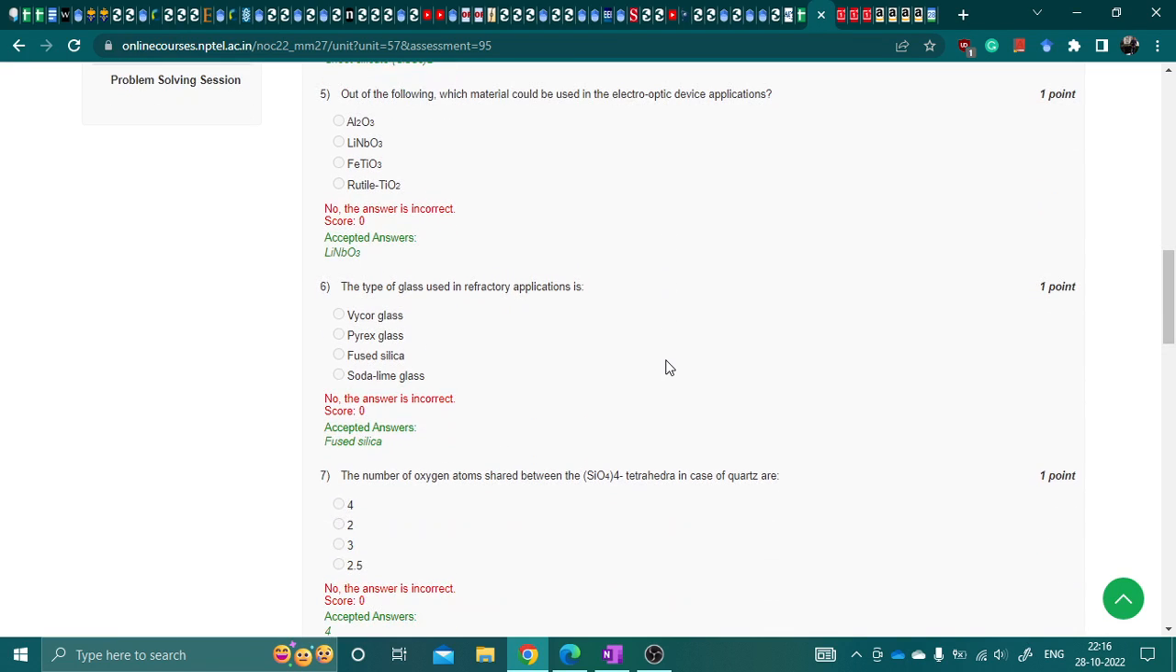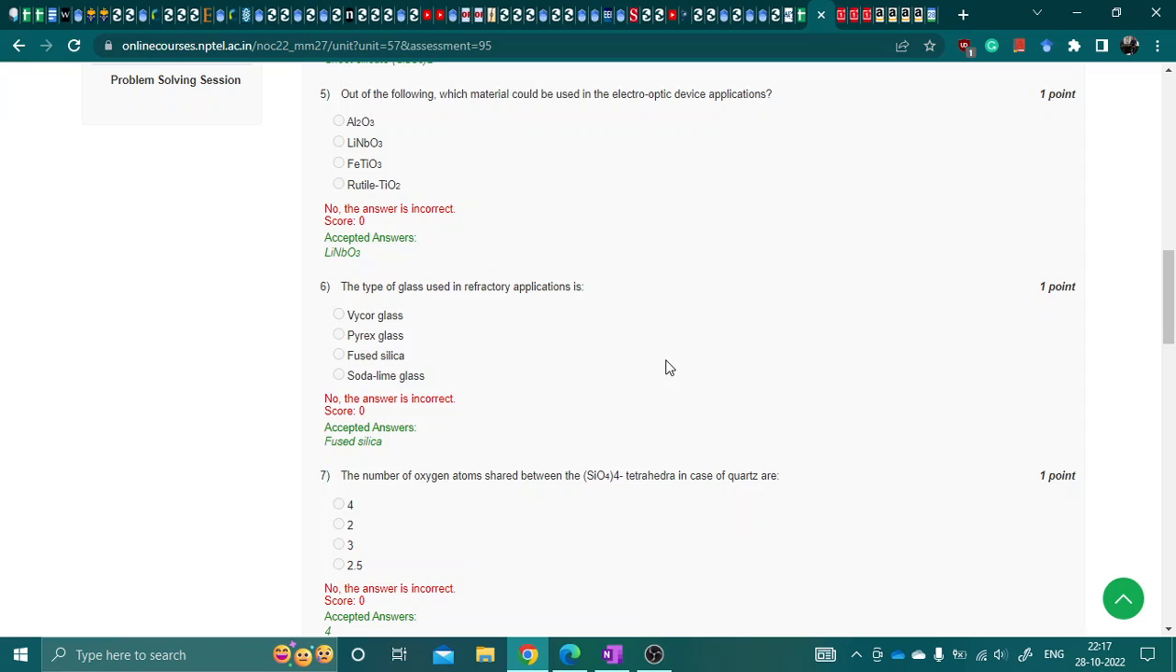Sixth question: the type of glass used in refractory applications is fused silica. This is an informative question. For refractory purposes, we use fused silica. Seventh question: the number of oxygen atoms shared between the SiO4 4 minus tetrahedra in quartz is 4. So it belongs to the 3D network of SiO2 tetrahedra, a 3D crystal structure, so no deficiency. It's basically crystalline SiO2. SiO4 becomes SiO2 with 0 charge.